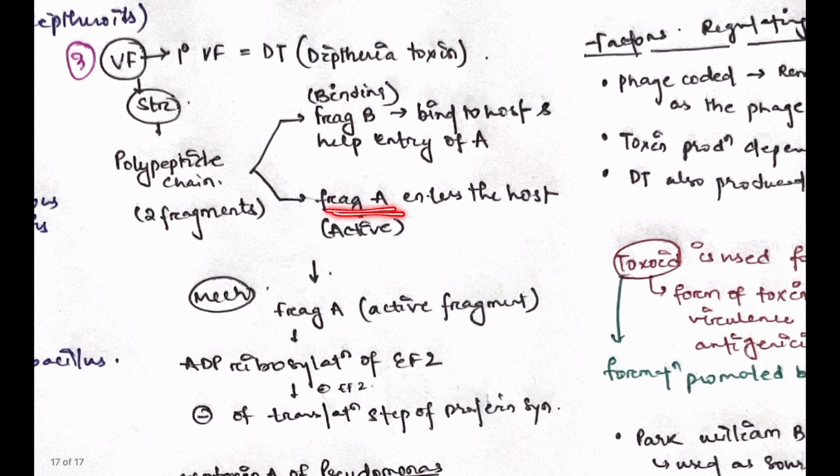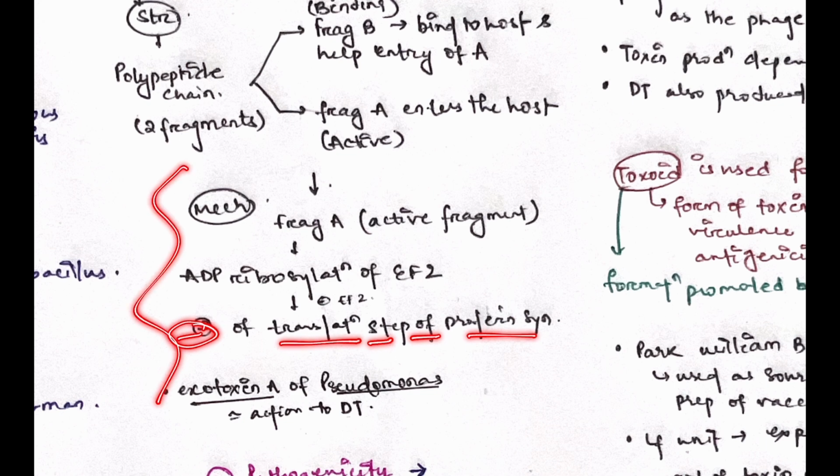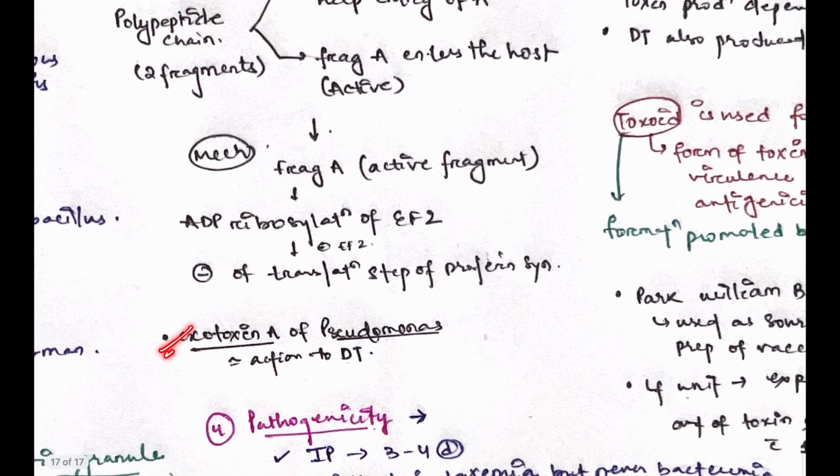Now fragment A will enter the host cell. What will it do after entering? This active fragment A will undergo ADP ribosylation of elongation factor 2, which leads to inhibition of elongation factor 2, and that leads to inhibition of the translation step of protein synthesis. So this is the mechanism of diphtheria toxin, and this mechanism is similar to exotoxin A of Pseudomonas. It has a similar action to this diphtheria toxin.